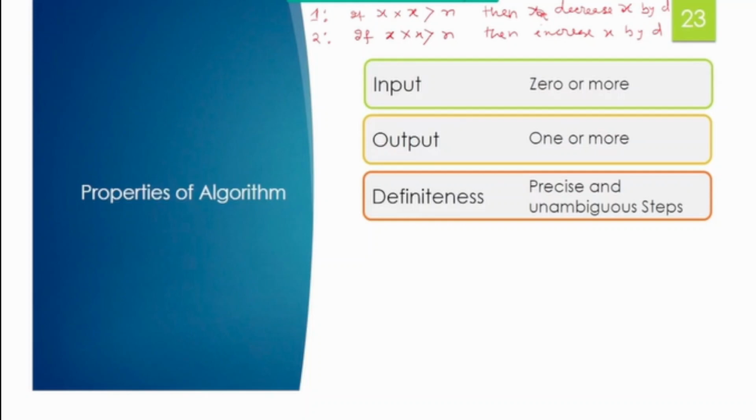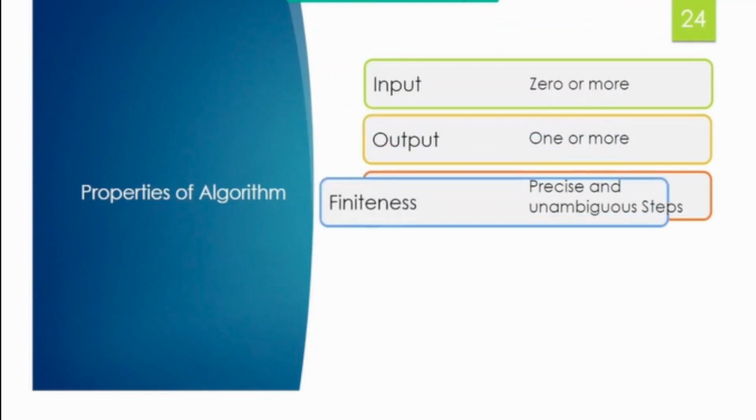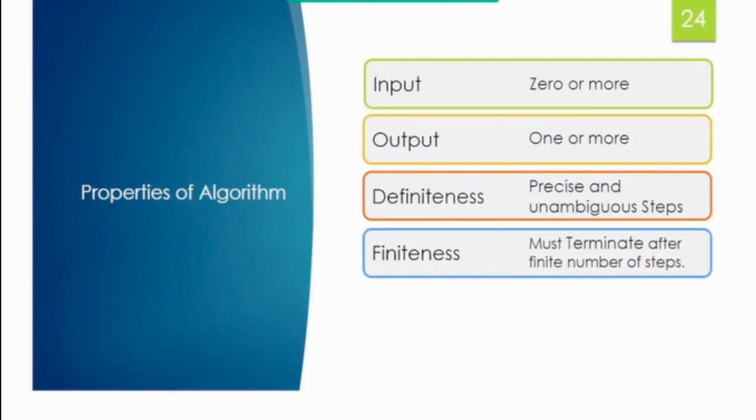Every step should be precise. When I say if x into x is this, then I will do this, that means I will do no other thing, only that thing. Very precisely you need to define, right? So this is the example of the definiteness property. And one more thing that is very important is finiteness. Every algorithm must terminate after a finite number of steps.